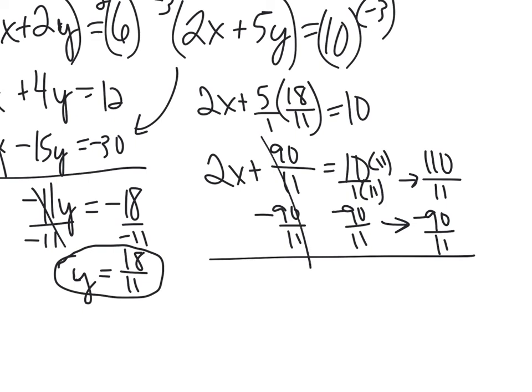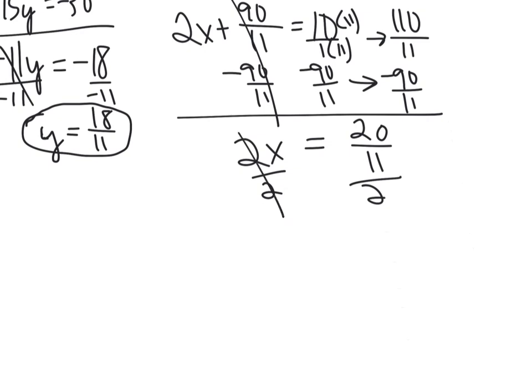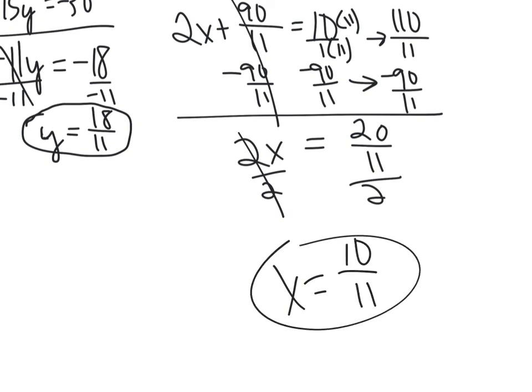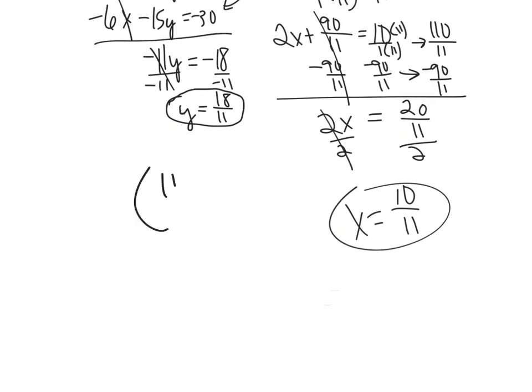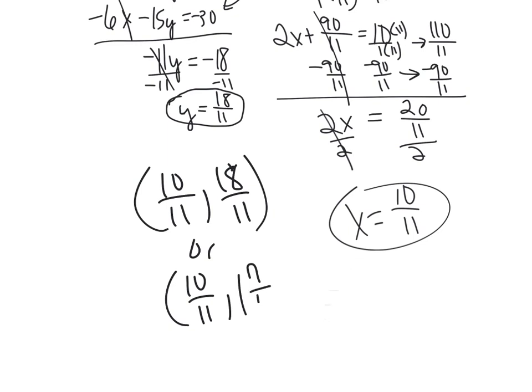So we'd have to get a common denominator with that. And then divide by 2. Dividing by 2, normally we might do keep change reciprocal. On this one, since the numerator is even, we could just think about if we have 20/11, half of 20/11 would be 10/11. So 10/11, 18/11, or 10/11 and 1 and 7/11 could be a solution for that problem.